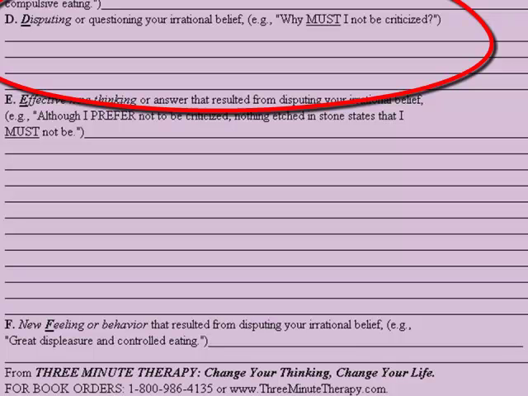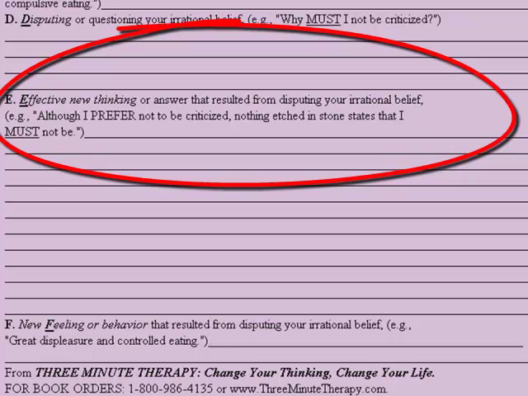So that's a very good question, and it leads us to think and look for the evidence. Is there any evidence for the must, for the absolute? Is there a law of the universe, statute in the Constitution that says you must never be criticized by your partner? And the answer that you come up with, you put at E, effective new thinking, or the answer to the question. And if you think about it, you won't find any evidence for the must, so you could write that down at E. Although I strongly prefer not to be criticized by my partner, there's no reason or law saying I absolutely must never be criticized.